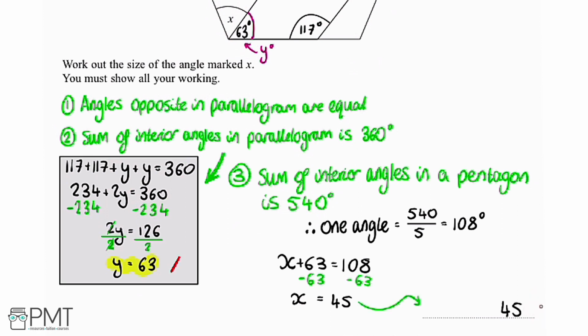So we get our first mark here for working out that the unknown angles within the parallelogram are 63 degrees. We get 1 mark here for working out that one of the interior angles within the pentagon is 108 degrees. We get 1 mark here for our process to find x, and the final mark for the correct answer, 45 degrees.